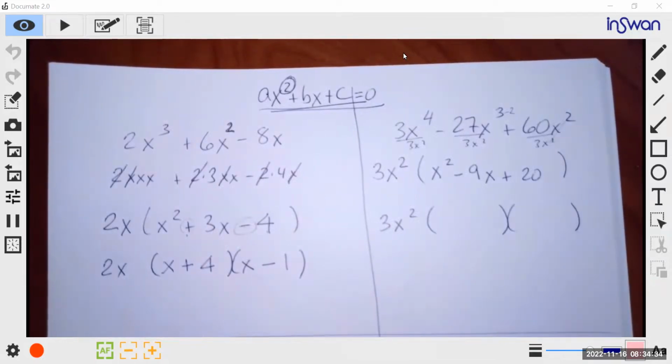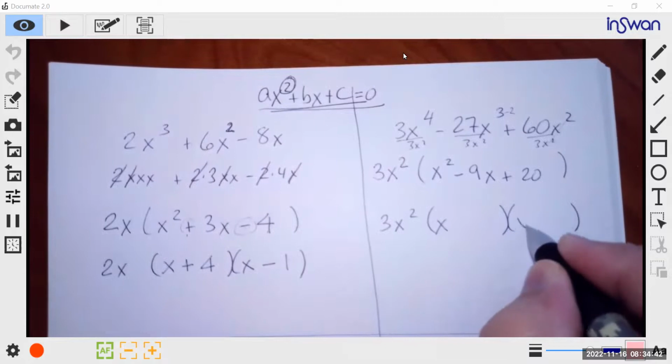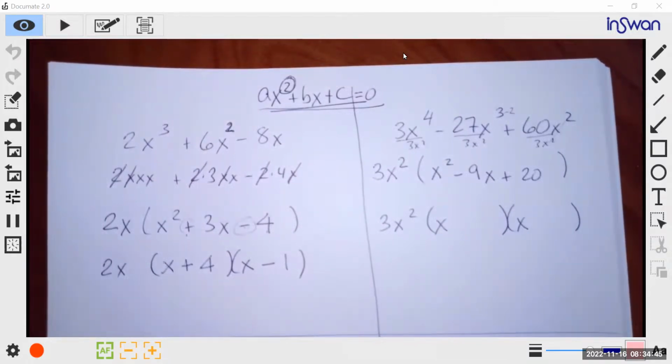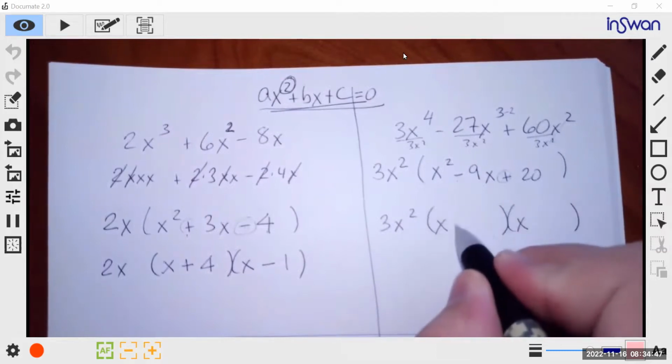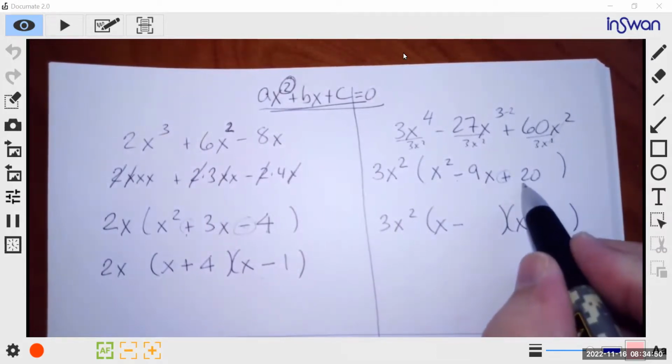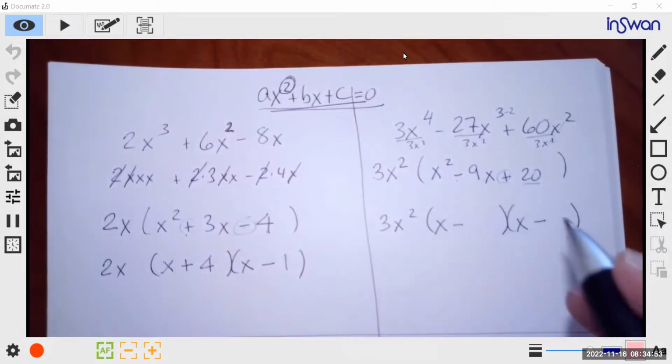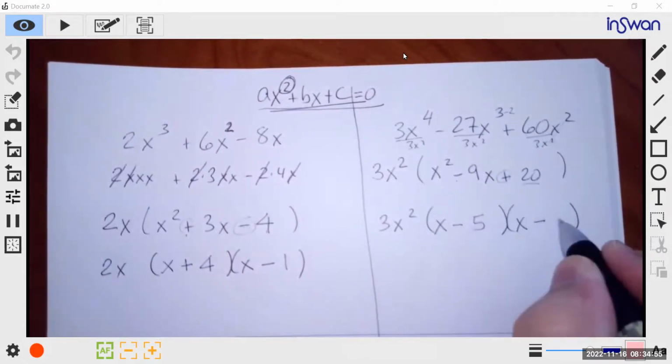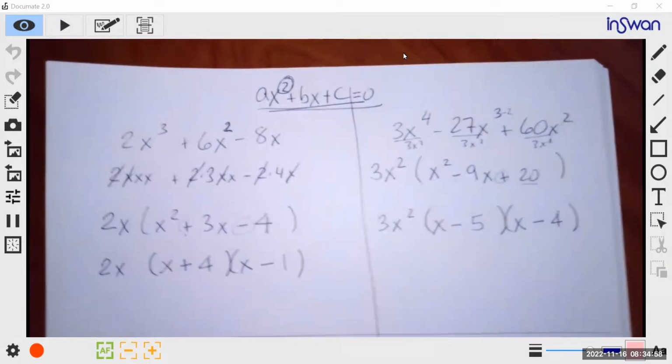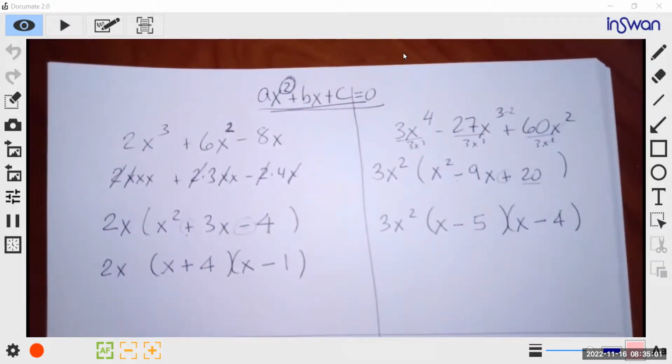Now let's try to figure it out. What goes in the first spot? X and X. What about the signs? They're the same. They're both negatives. Very good. What times what is 20? When you add them, you get 9. Again, that is the hardest part, your multiplication table. And there you have it.